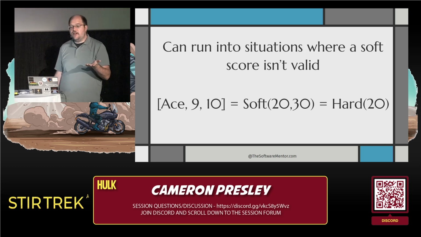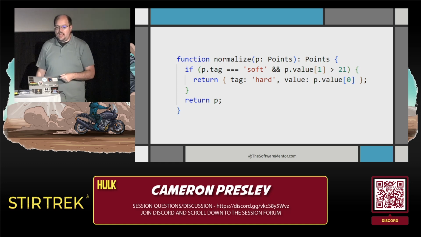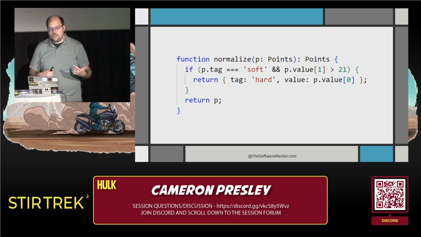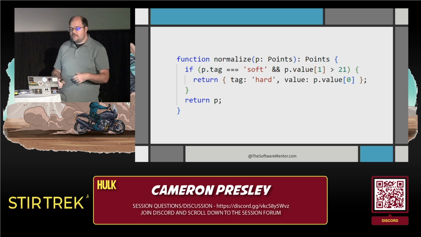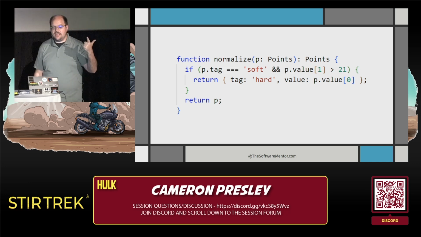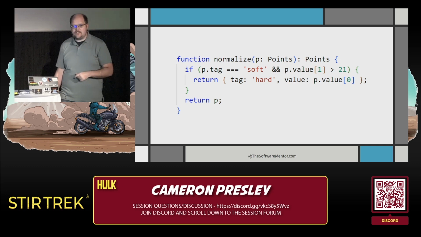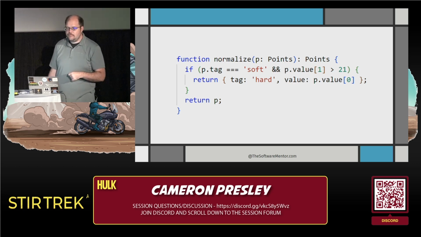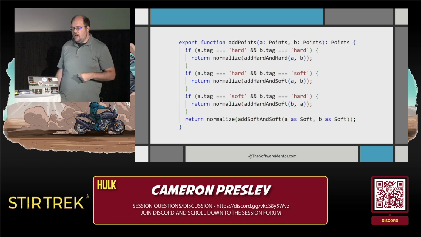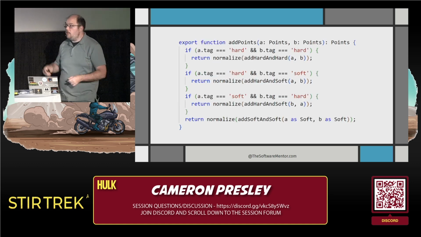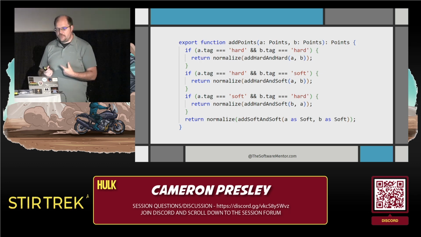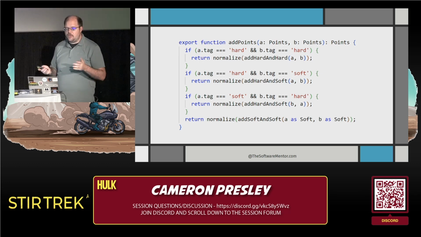So we've got to write a function to do that. We'll call it normalize. And it's not too bad. Essentially what we do is say, hey, if it's a soft, and its second part of the tuple is more than 21, congratulations, it's now a hard value. Otherwise, return what you passed in. It's good to work with. And once we do that, our add points function from before looks a lot like this, where depending on what tags the points were, we call the right function and we normalize everything. Not too bad.